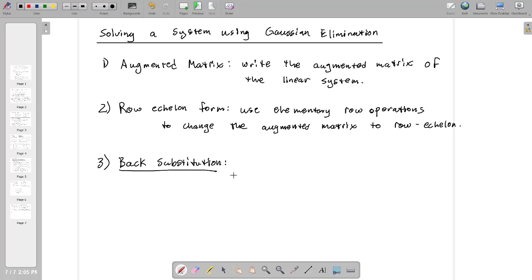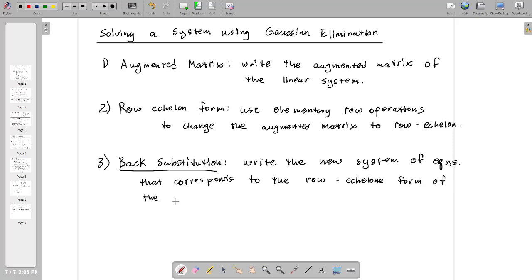Back substitution. Write the new system of equations that corresponds to the row echelon form of the augmented matrix and solve by using back substitution. Now, in row echelon form, remember, we're going to have a bunch of 1s and then zeros below all of those 1s. Now, it will correspond to a triangular linear system, and we'll be able to back substitute very easily. I'm going to show you how that works in this next example.